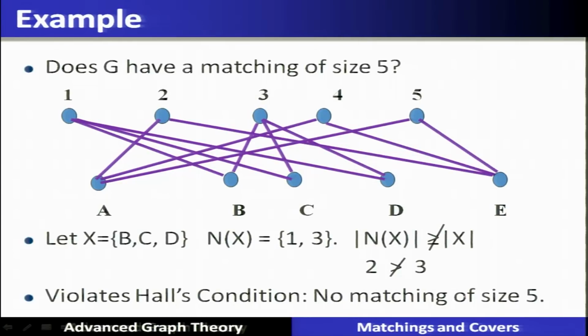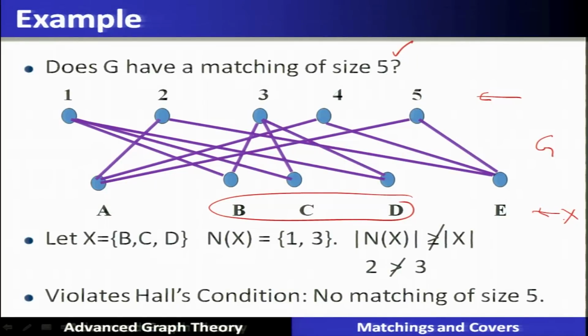This example asks: does this graph G have a matching of size 5? Here you see that this part of the graph has 5 elements, and on the other side also 5 elements, so both the partite sets are of the same size. Let us see the conditions. Let us find a subset. Assume that this is X. The subset we call S consists of B, C and D. Let us find the neighborhood set of this S.